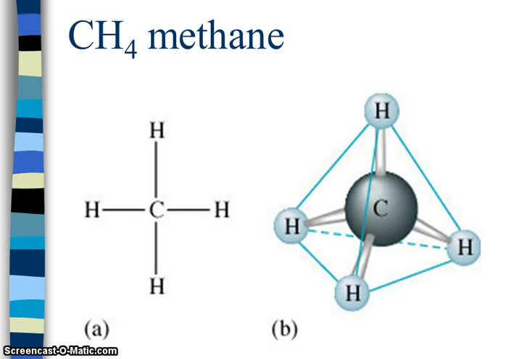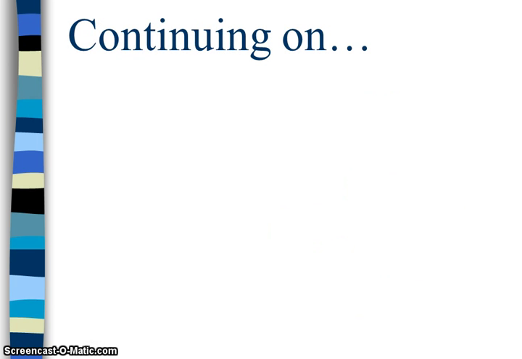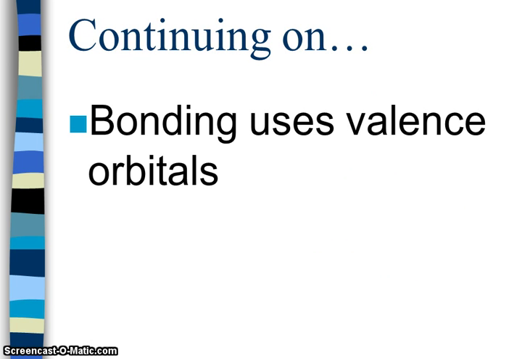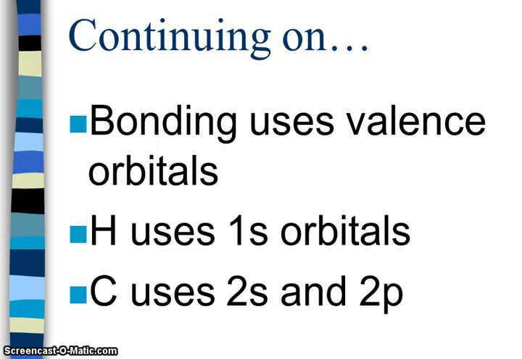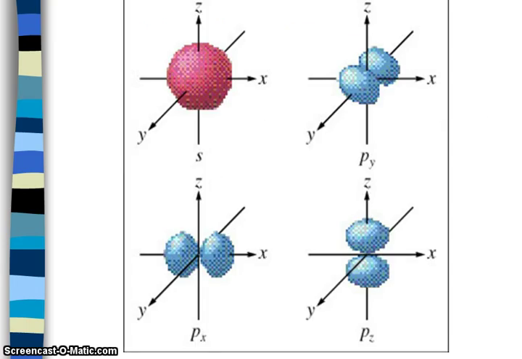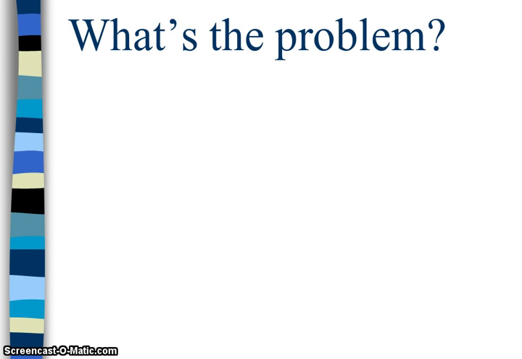And we know that when we have four bonding pairs of electrons and no lone pairs of electrons around a central atom, we're looking at a molecular shape which is tetrahedral. So we want to talk about the valence orbitals that are involved in bonding. Hydrogen uses its 1s orbitals in bonding, whereas carbon uses its 2s and 2p orbitals. As a reminder, we've got the s orbital in the upper left-hand corner, and the three mutually perpendicular p orbitals in our blue structures.